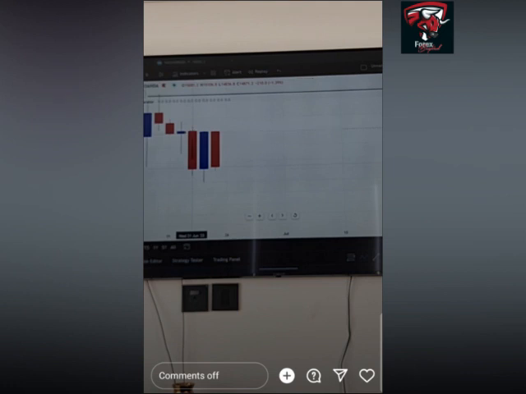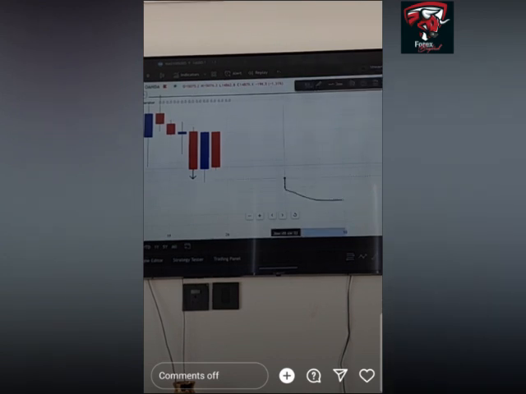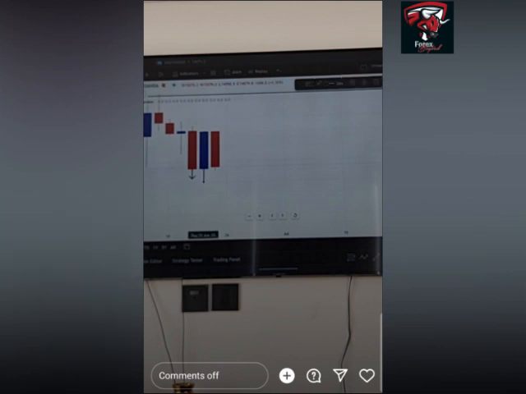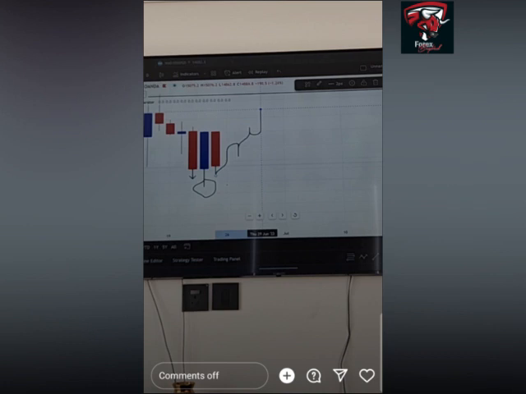So price comes down over here, we then get this trap. We then get this trap over here. And then what happens? Price gets a rejection of this trap, which then shows momentum to the upside.